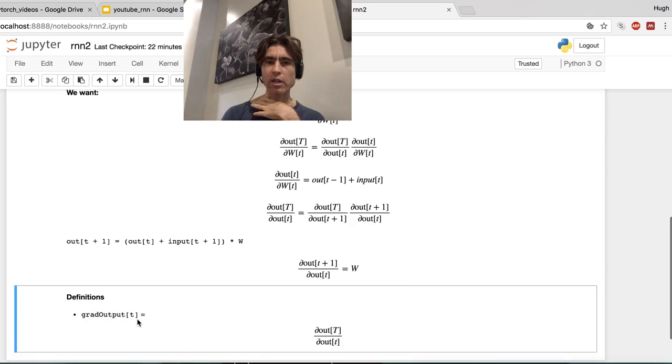Right, grad output t means the partial derivative of the output from the entire network with respect to the output from layer t, well, time step t. Layer and time step are synonyms in this presentation.